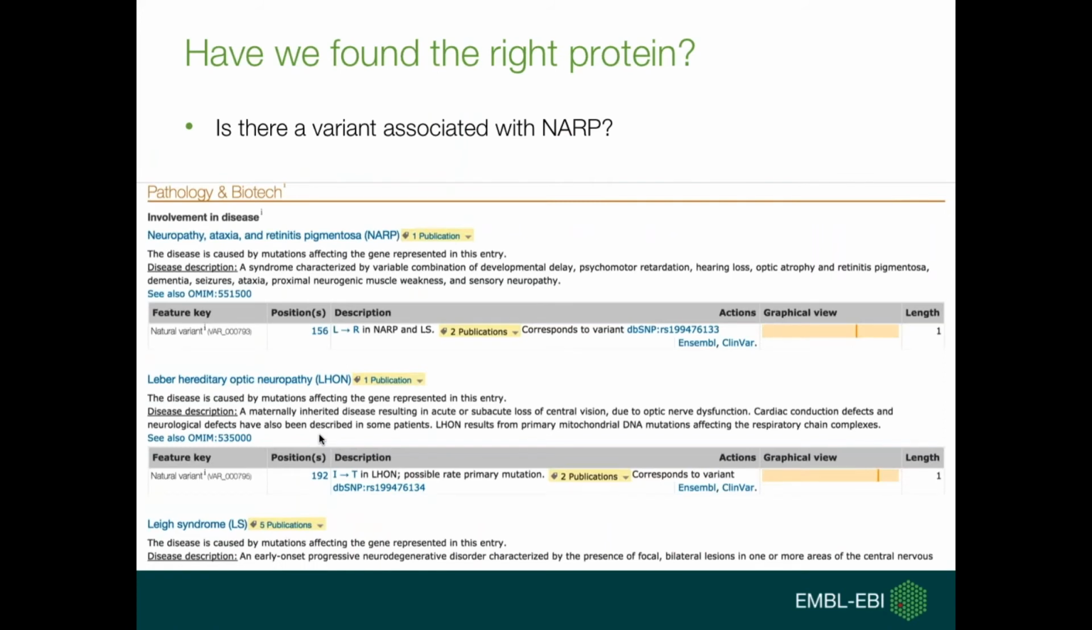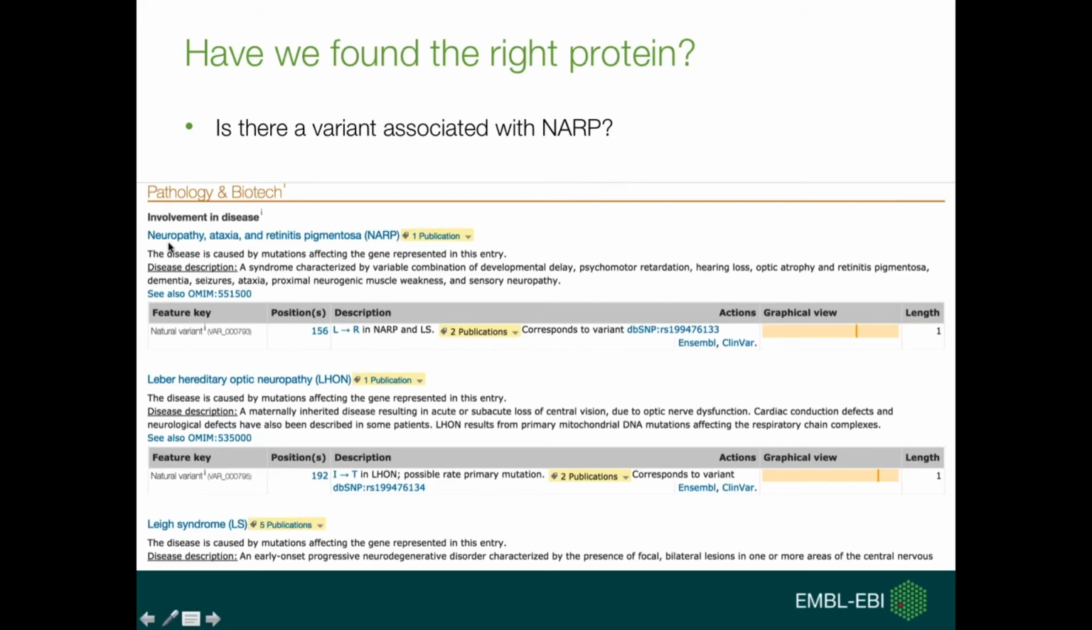So looking at the protein, the question that I'm looking to answer now is, can I find a variant on this protein's record that shows that there is a mutation that's linking this protein to the disease that I'm looking at? So I scroll down to the pathology and biotech section. I've taken a screenshot of that section directly. If you're starting from the top of the entry, you can click on the navigation bar on the left to jump to this section straight away.